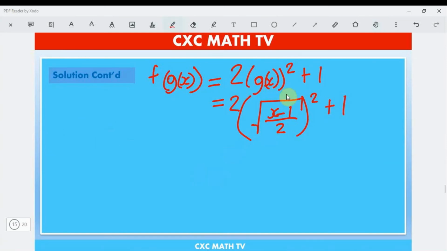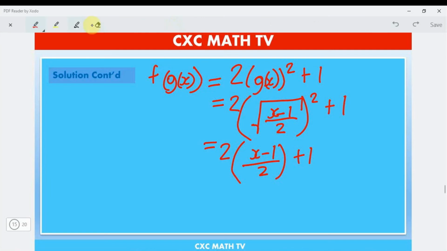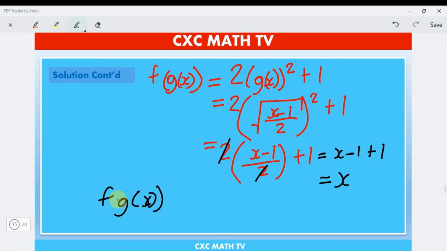Now the square will cancel the square root to become 2 times in brackets (x minus 1) over 2, plus 1. As we can see right here, what do we notice? This 2 cancels this 2. So we're going to have x minus 1 plus 1. And minus 1 plus 1 works out just to be x. In other words, fg of x works out just to be equal to x.